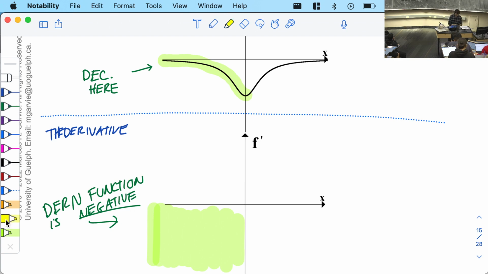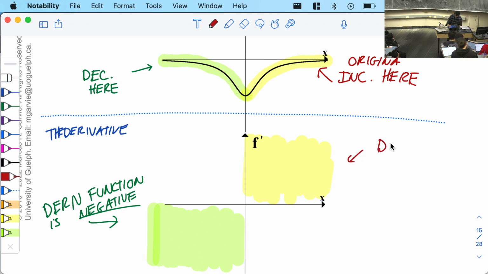Similarly, on the other side, where the original function is increasing, excuse me, I misspoke. The original is increasing here. Where the original function is increasing, when it's going up, the tangent line to the original function is pointing up. It has a positive slope, and therefore the value of the derivative function is positive. So the derivative function is positive. So increasing and decreasing translate into positive and negative for the derivative function.